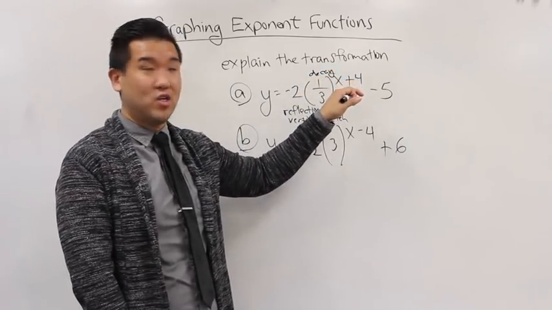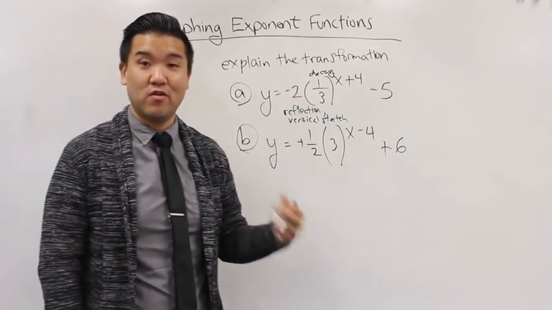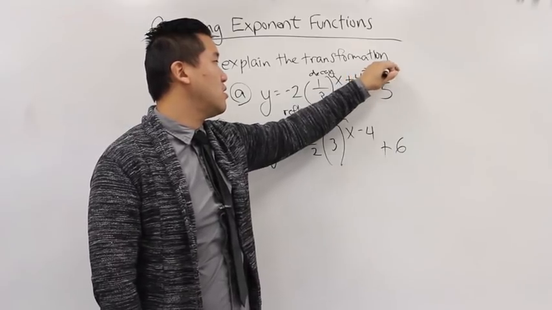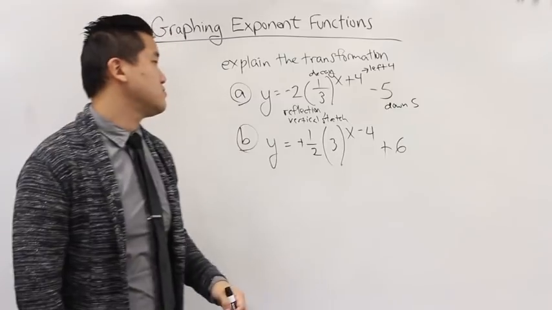This is your H value, plus 4. Remember, it's opposite H. Go watch my videos on quadratic in vertex form when we talk about transformations. So this is left 4, and this is down. Your K value is your down 5.